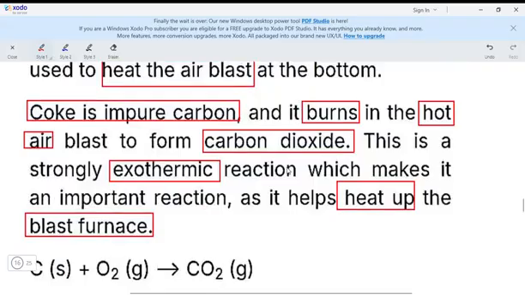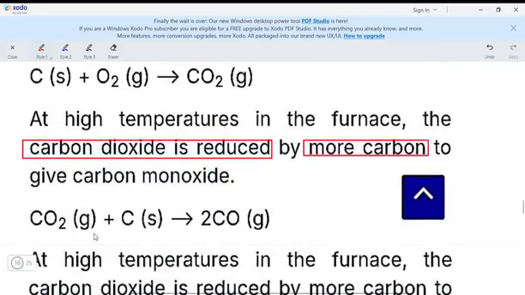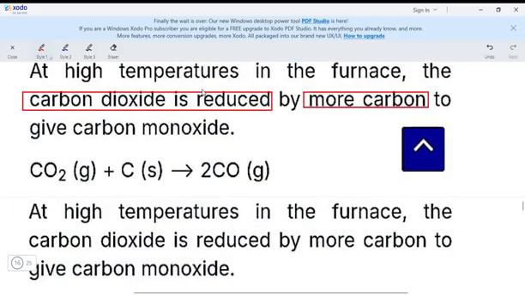At the bottom, coke is impure carbon and it burns in the hot air blast to form carbon dioxide. This is strongly exothermic. I've said that, which makes it an important reaction. It helps heat up the blast furnace. You can see how the carbon is joining with the oxygen to form carbon dioxide, which is an exothermic reaction. Now that carbon dioxide we say to be reduced by carbon. If you keep adding carbon, carbon dioxide will be reduced to carbon monoxide.